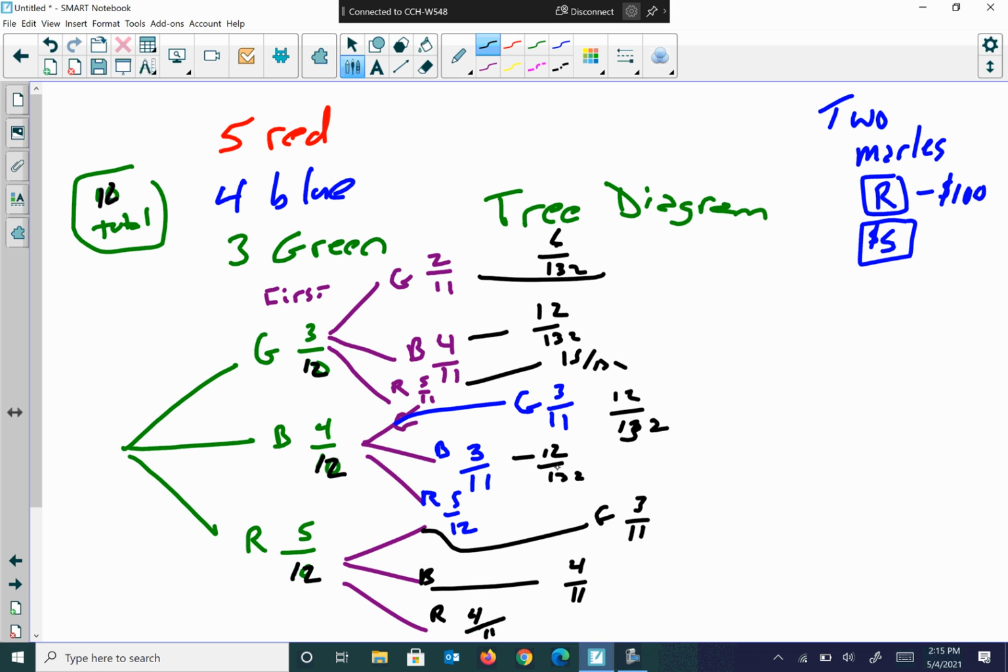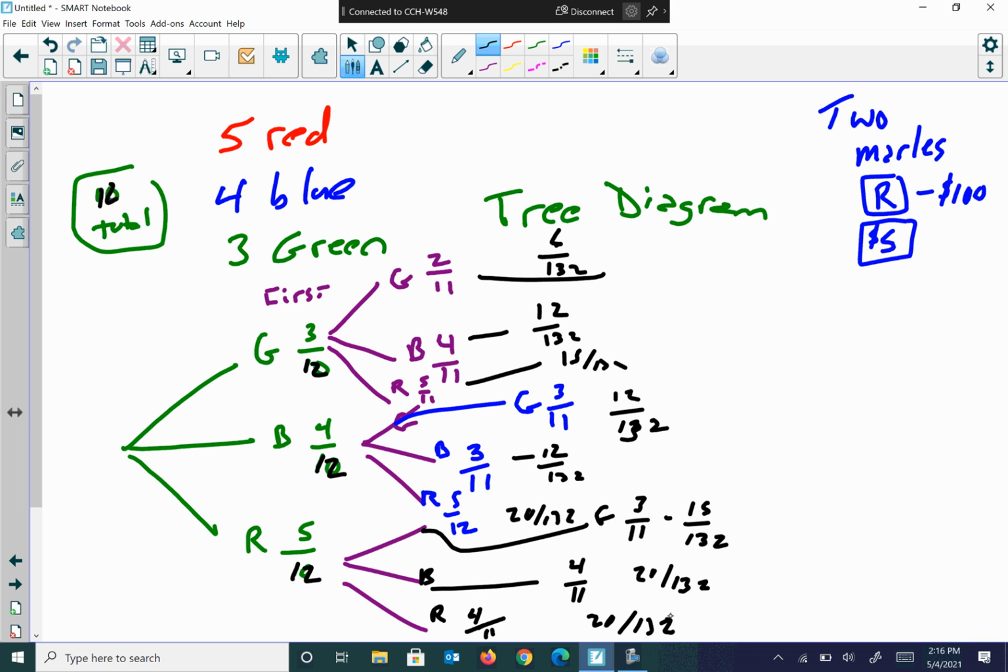Pulling a blue, then a red is going to be 20 out of 132. Pulling a red and a green in that order is going to give you 15 out of 132. Pulling a red, then a blue is going to give you 20 out of 132. And then pulling a red and a red is going to be 20, because 4 times 5, out of 132.